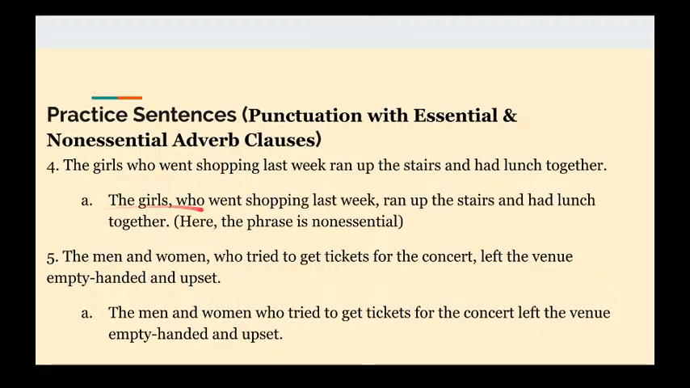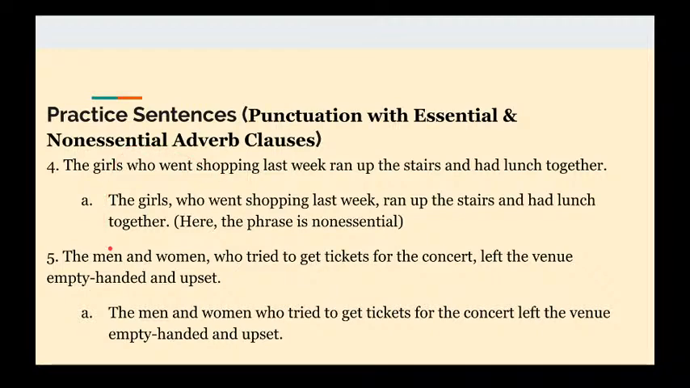So then we can read: the girls ran upstairs and had lunch together. The girls, who went shopping last week, ran upstairs and had lunch together. Here, this is just an additional detail and it's not actually essential to the sentence. So we can mark it off with commas, leave it in the sentence, or take it out.